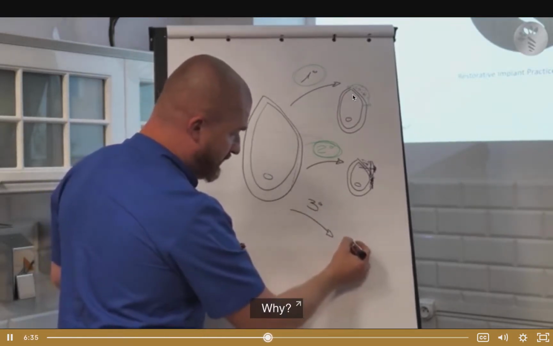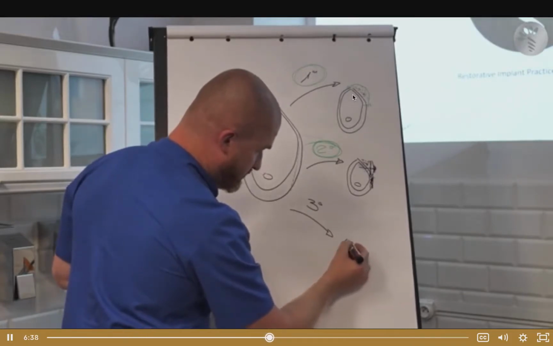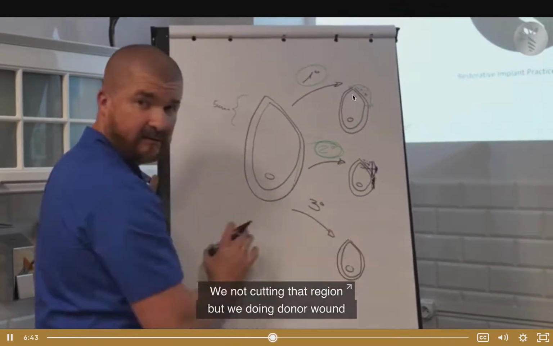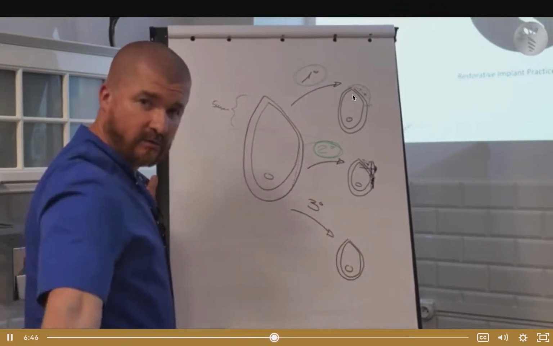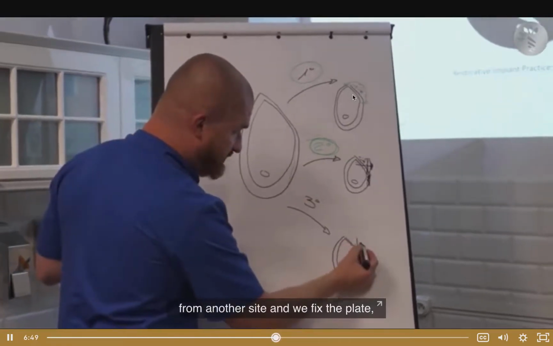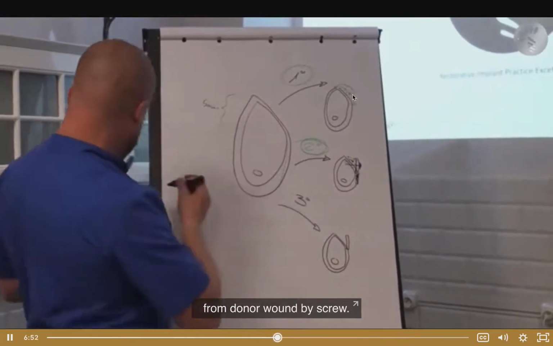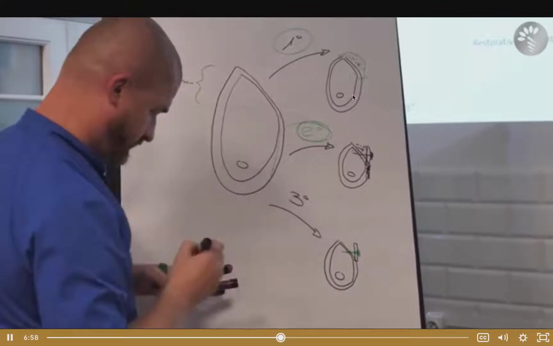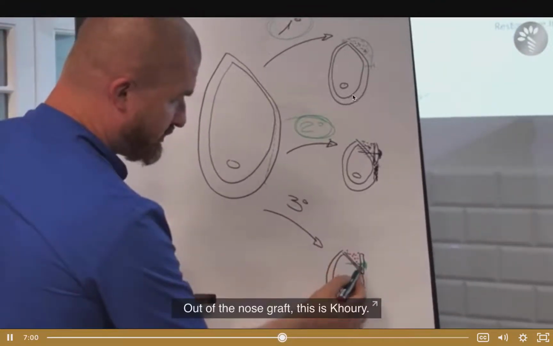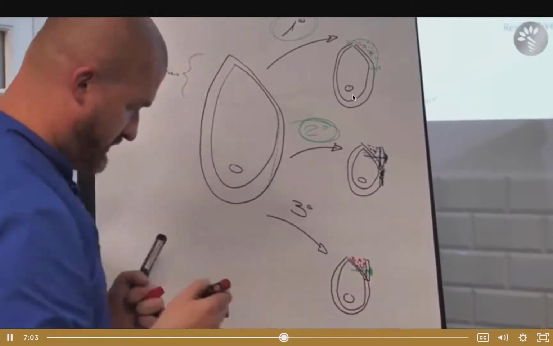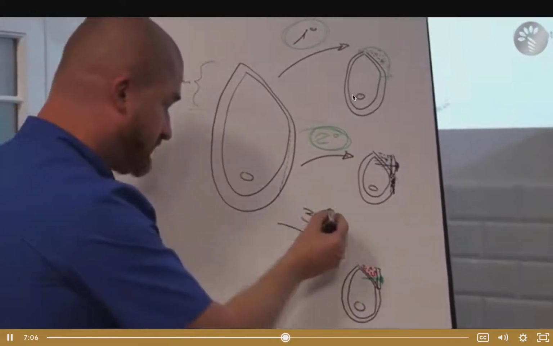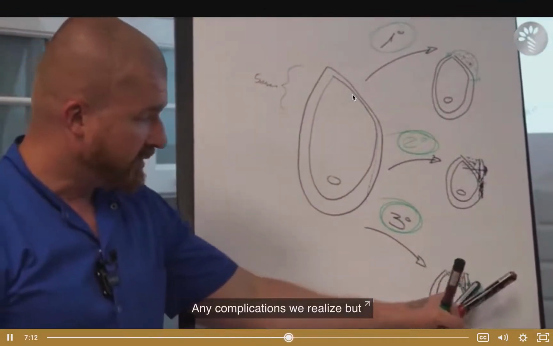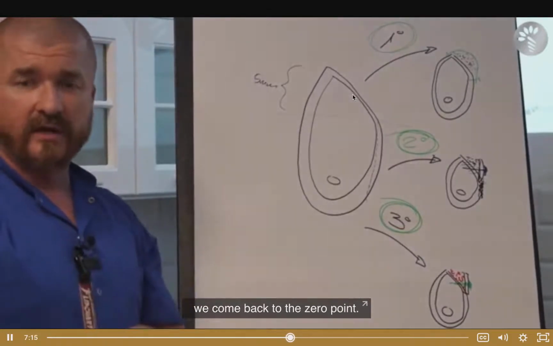Why? Because we've got the bone, we're not cutting that region, but we're making a donor wound from another side, and we fix the plate from the donor wound by screw. Autogenous graft, this is Khoury, and a safe technique again. Any complications, we will lose it, but we come back to the 0 point.